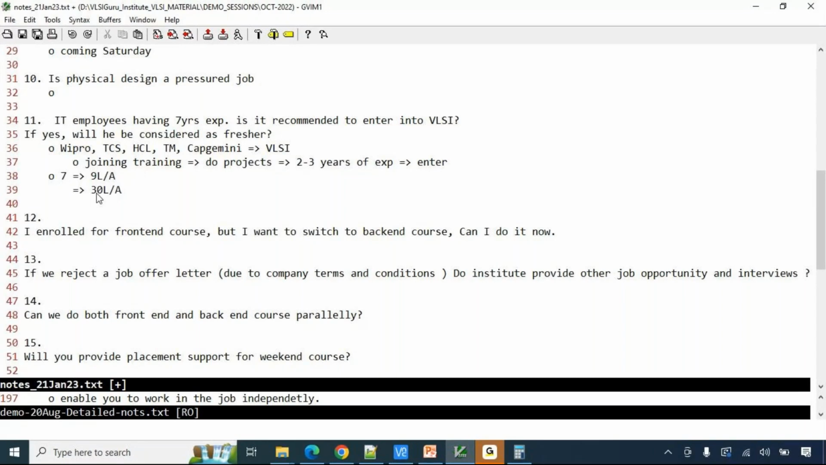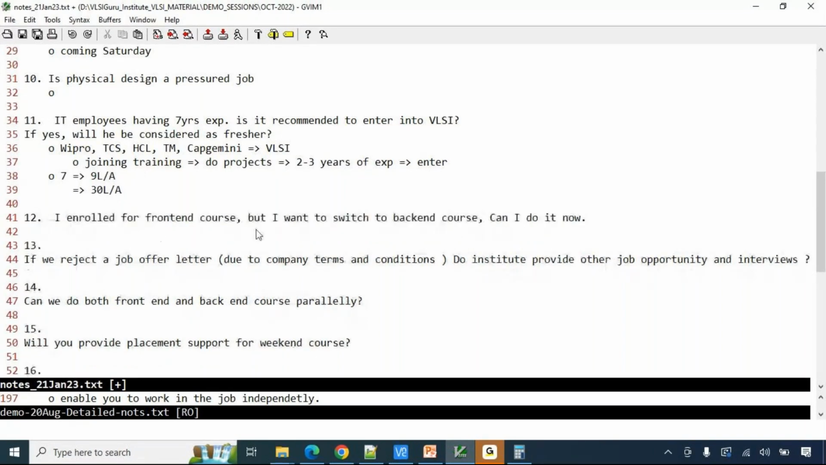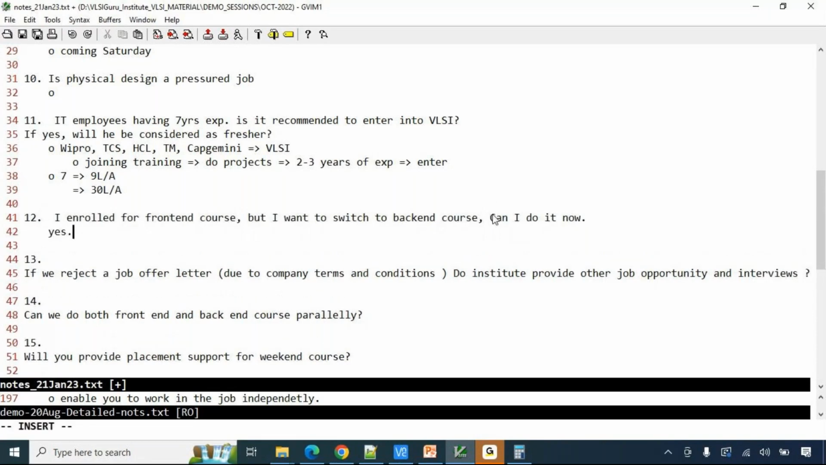I enrolled for the front-end course, but I want to switch to the back-end course. Can I do it now? Yes, you can do it. I told you, right? Any student who enrolls for any course has the flexibility to switch the domain up to 2 months, because most of you are freshers. See, my level of understanding of the subject is different. Your level of understanding is different, because probably 15 years back I was like you. So you may make decisions without thinking of so many things. So up to 2 months, we give you that flexibility where you can change your decision and switch to some other domain. The course is completely student centric.